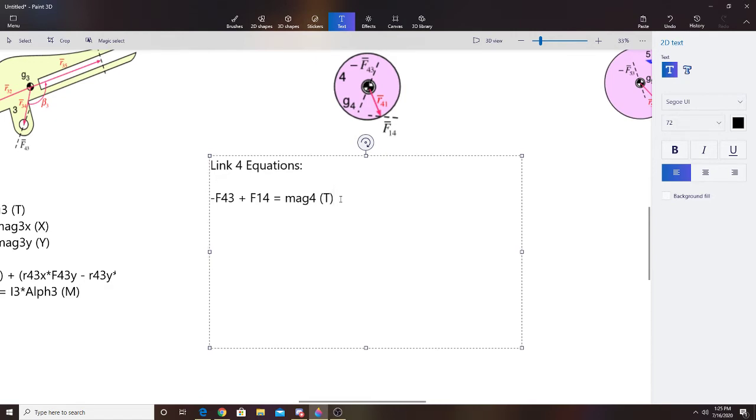Now let's move down and do the x components, which is minus F43x plus F14x is equal to M A G 4x. Same thing with the y, minus F43y plus F14y equal to M A G 4y. All right.